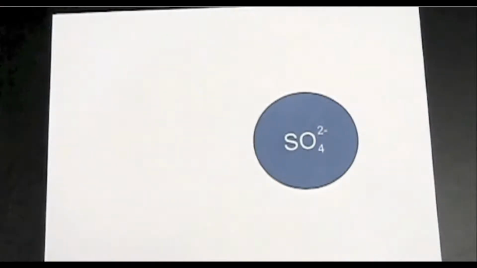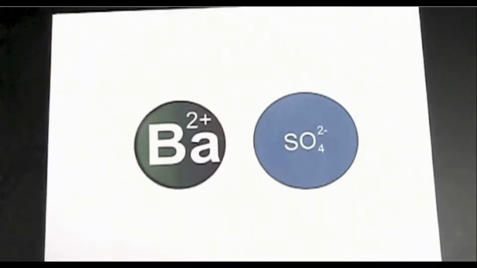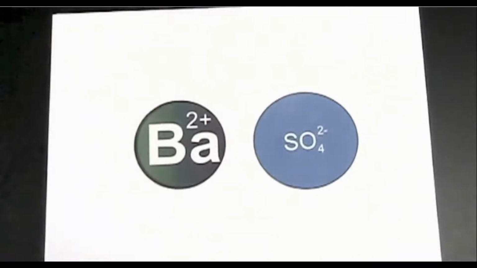Now we're going to make a compound that contains this sulfate ion. We're going to make barium sulfate. So here is our barium ion. Now just like you did with the monoatomic ions in the last lesson, when you put together these compounds, those charges or oxidation numbers have to add up to 0.